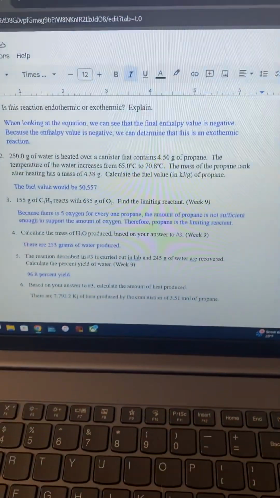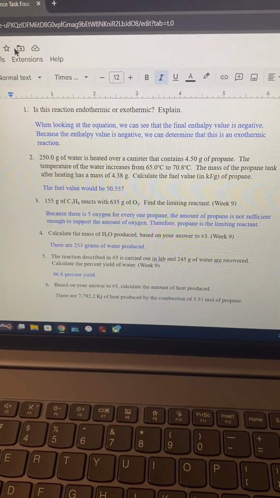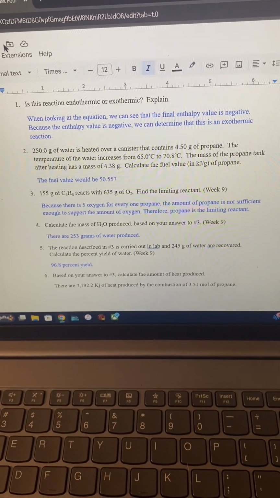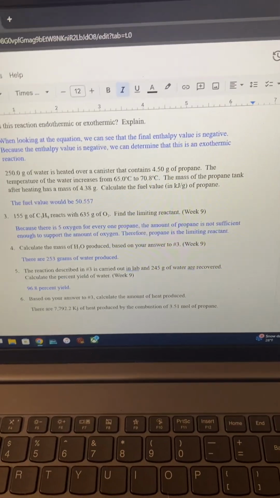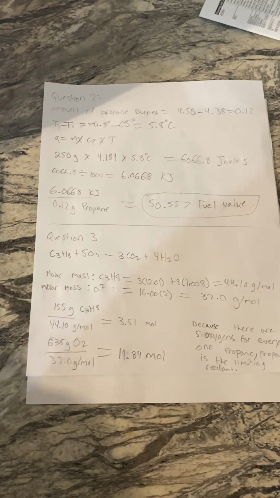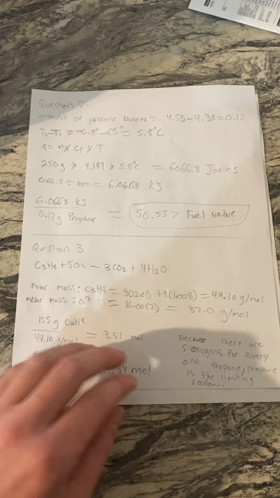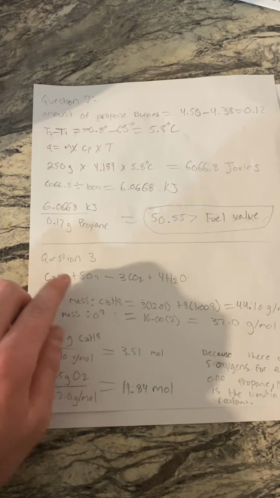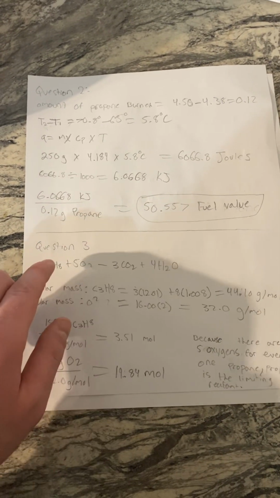Now, moving on to question 3. If 155 grams of propane reacts with 635 grams of O2, find the limiting reactant. So, to start this question, I'm going to write down our given equation. And then we're going to find the molar masses of both of our reactants, so oxygen and propane.